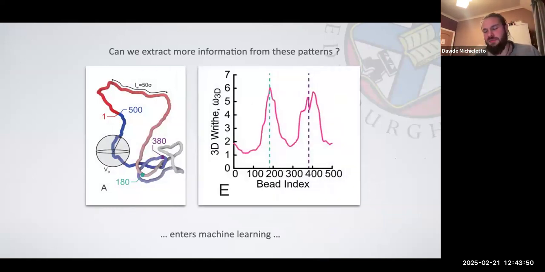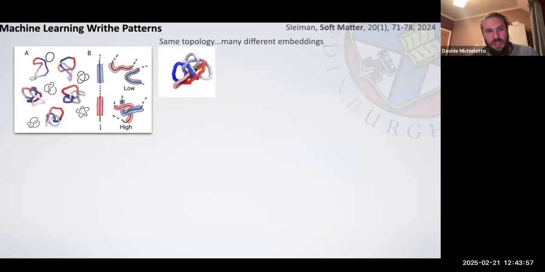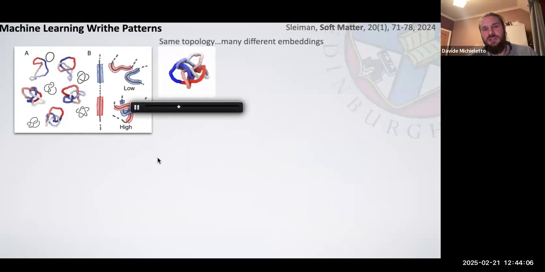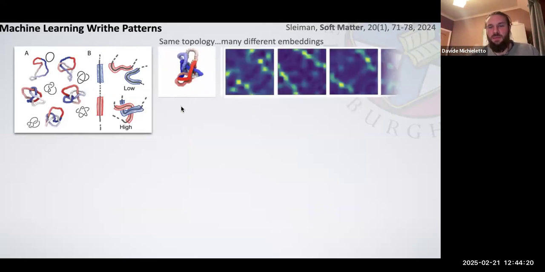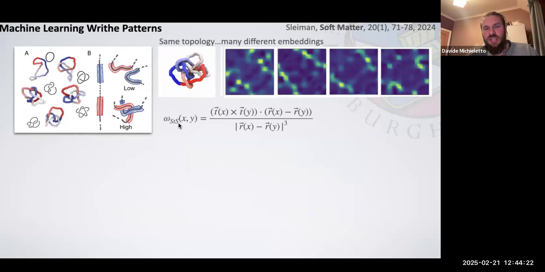To extract information from patterns, one of the ways you can do it is to use machine learning and pattern recognition. So the way we train the network is like this. We create a lot of knots and we run very long simulations, and every, let's say, 10 million time steps, we take a snapshot. That is a conformation that is independent, and we create 100,000 of these independent conformations of these knots. We compute this segment-to-segment writhe.